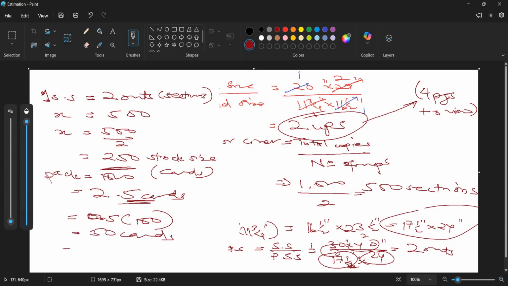So in your answer you can state 2 packs, 50 cards as your answer. Then you are done with your quantity of paper.